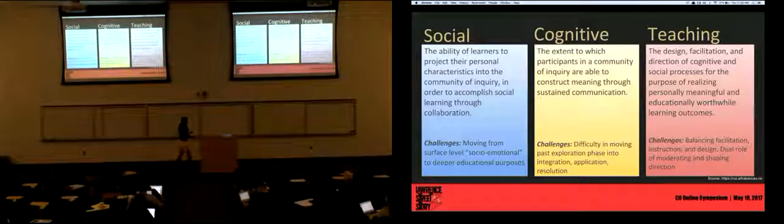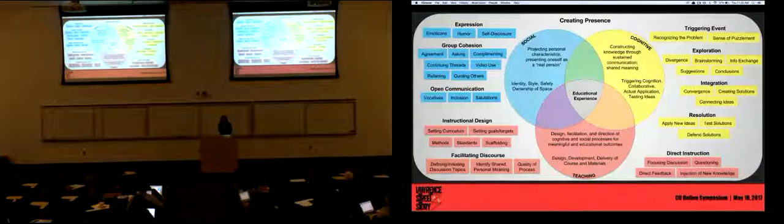So what I want to do now is show you a Venn diagram where we just spoke about the social, cognitive, and teaching presence. Here are some different thoughts and categories that fall underneath each one. This is not an exhaustive list. This is information that we gleaned from the community of inquiry research, and these are just suggestions and ideas.